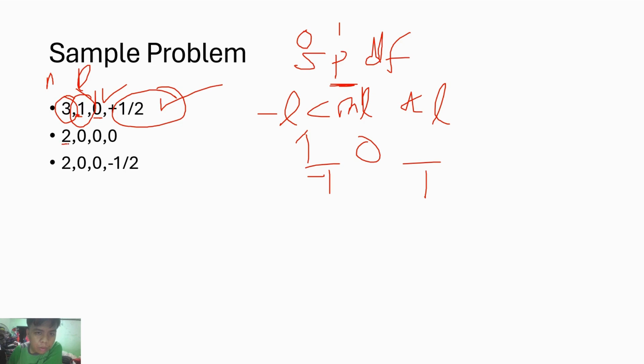So 2, this is the principal quantum number N. Yes. 0 is S.